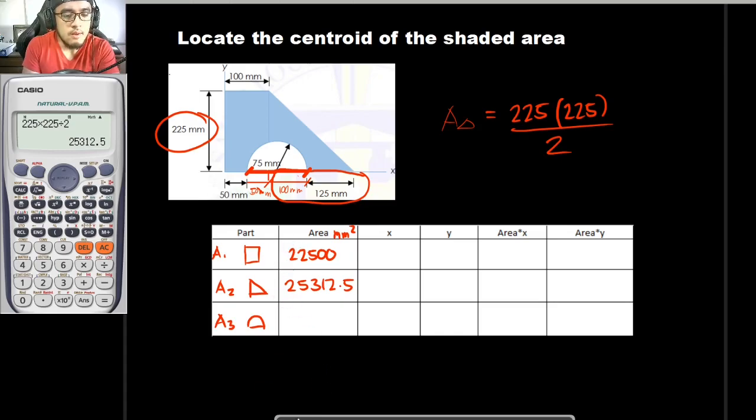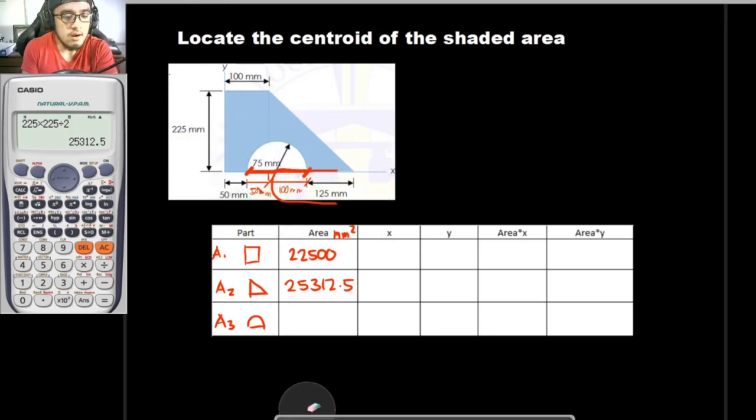Okay. And for this area right here, I mean for this semicircle right here, the area for the semicircle is half of the circle. And the area of a circle is equal to pi r squared. And for the area of the semicircle, we would be dividing this by 2.